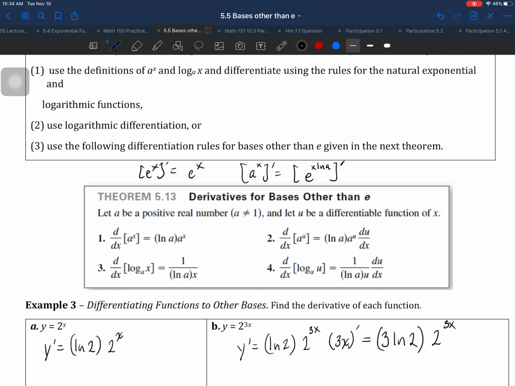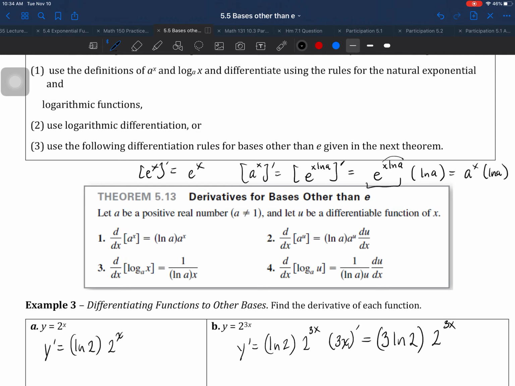Remember we did that in the beginning. What's the derivative of this? Well, it's itself times the derivative of the power. What's the derivative of x times natural log of a? Natural log of a. Now, what is this right here? Well, we can move that back over here, and that will give us back a to the x.